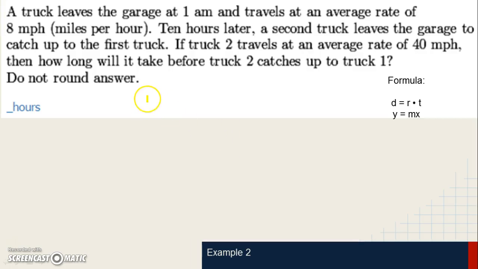Alright, let's keep this fun going. Here's example number 2. Very, very similar to example number 1. However, there's a slight difference at the end, so this is a really important one to pay attention to.